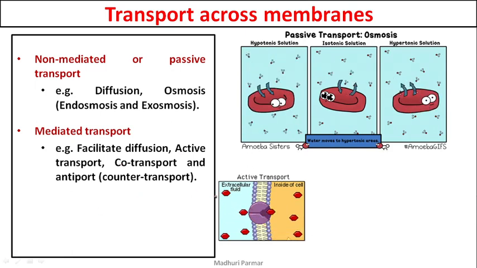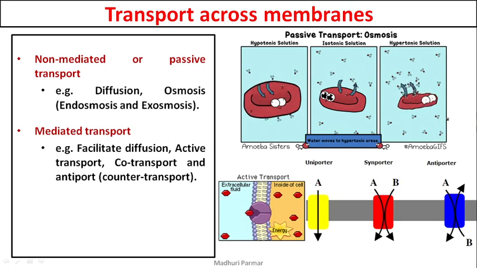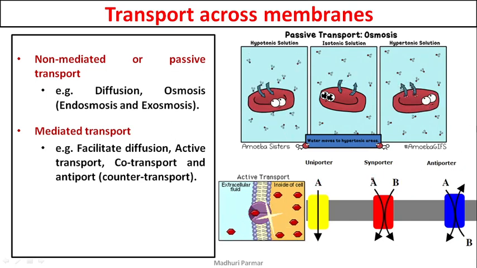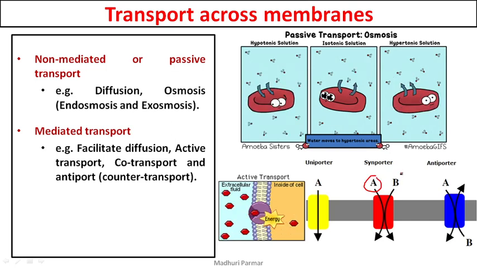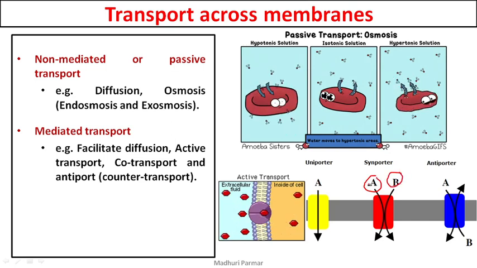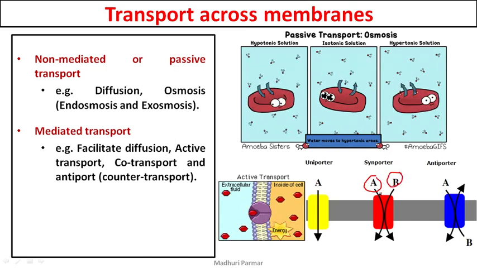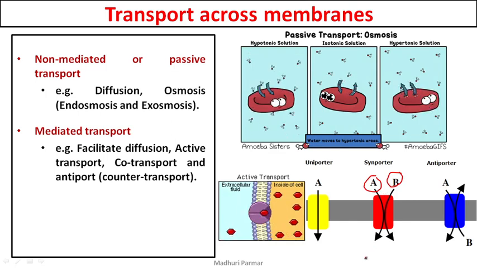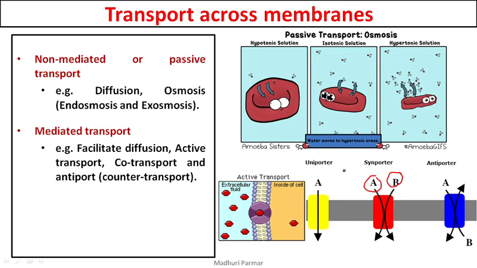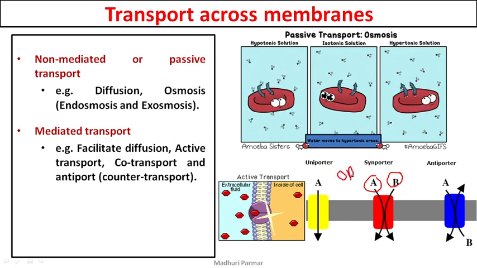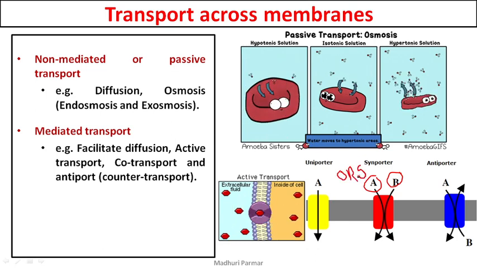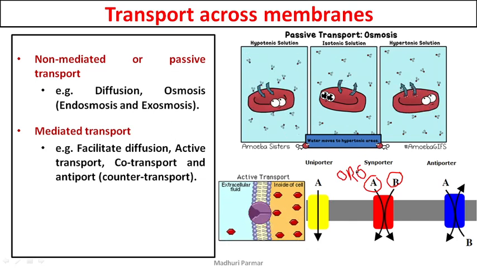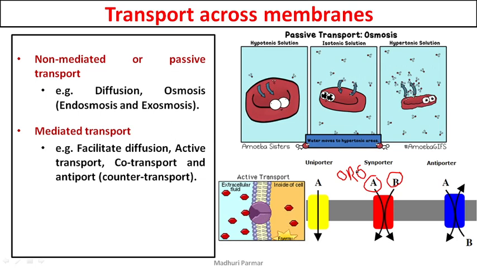Fine. Then there can be co-transport. Co-transport is when you move two molecules together, like here A and B. Only if both of them are present can you move them inside. I'll give you an example of ORS. Have you heard of ORS? ORS, oral rehydration system, is actually nothing but sugar plus salt plus water.